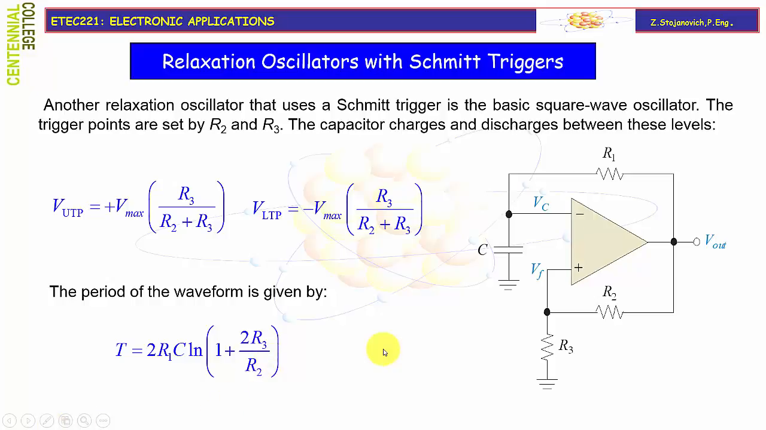Simply, this is how the oscillator works: if we have, let's say, a positive voltage at the output equal to Vmax, the positive feedback voltage, which defines the upper threshold point, will be given by the voltage divider, R3 over R2 plus R3 times the total applied voltage, which is positive Vmax. That will be the voltage Vf, the reference voltage Vf at the non-inverting input.